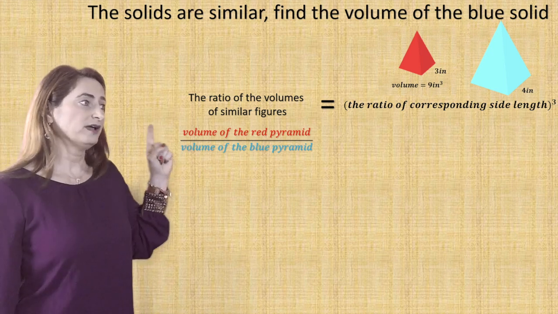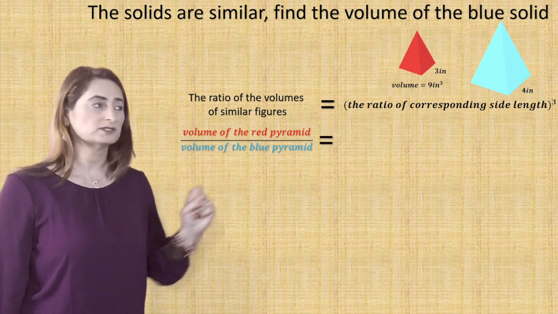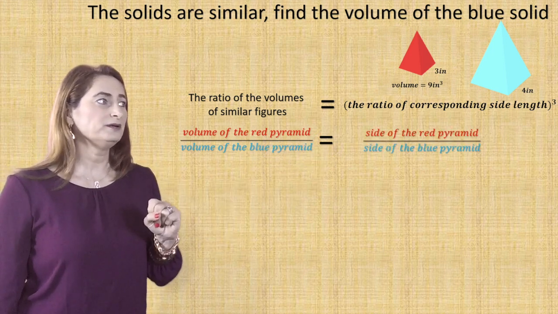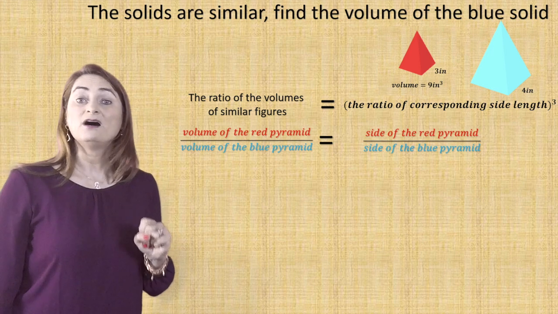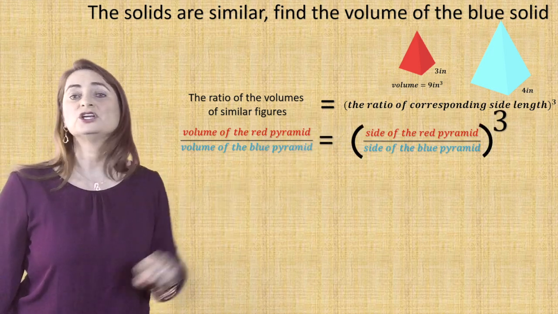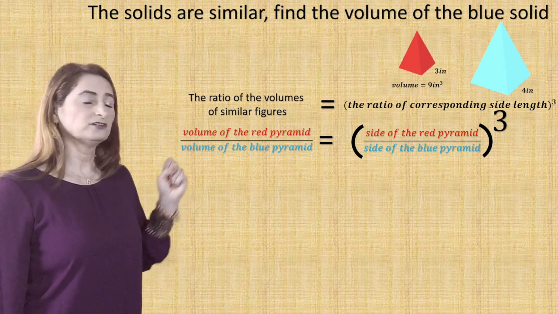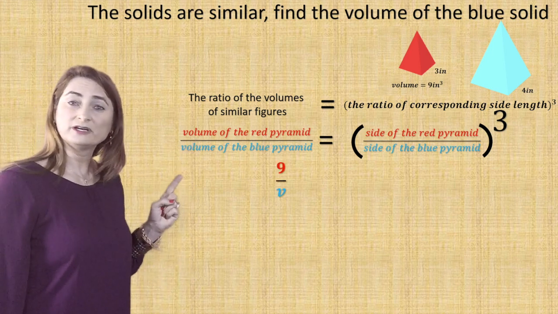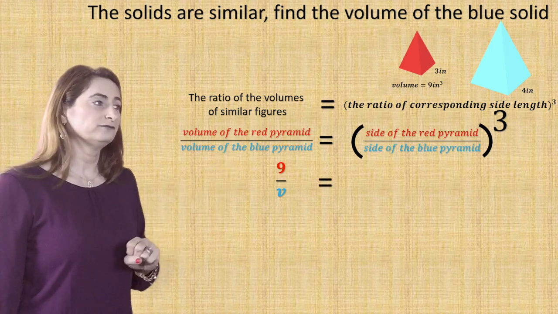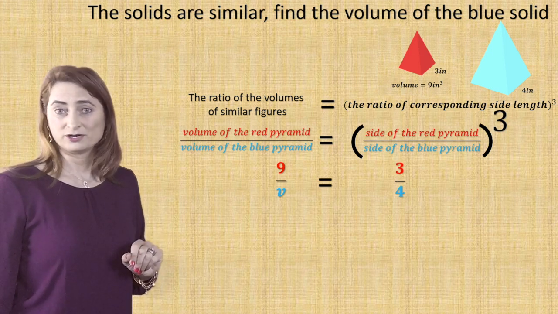The volume of the red pyramid divided by the volume of the blue pyramid, that's how the ratio goes, equals the side of the red pyramid divided by the side of the blue pyramid, but make sure this whole fraction is cubed. Now substitute the numbers. The volume of the red figure is 9. The volume of the blue figure, I don't know what it is, so I'm going to name it V, equals the side of the red pyramid is 3, and the corresponding side is 4.